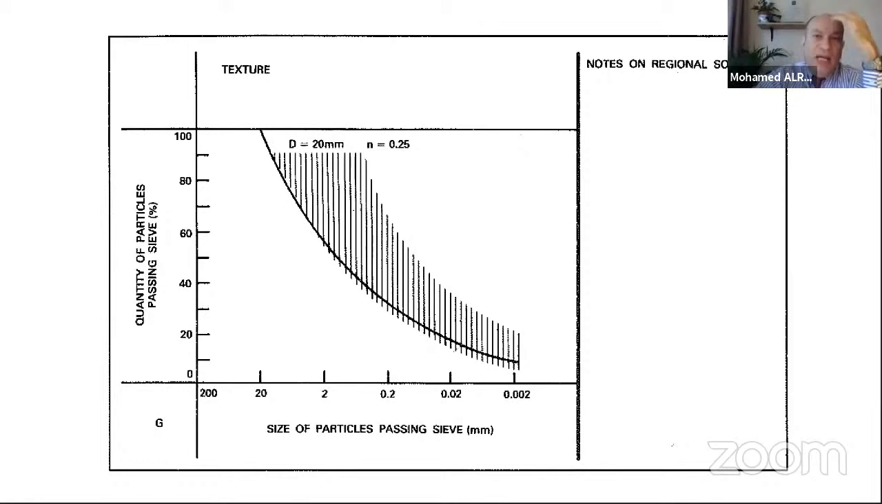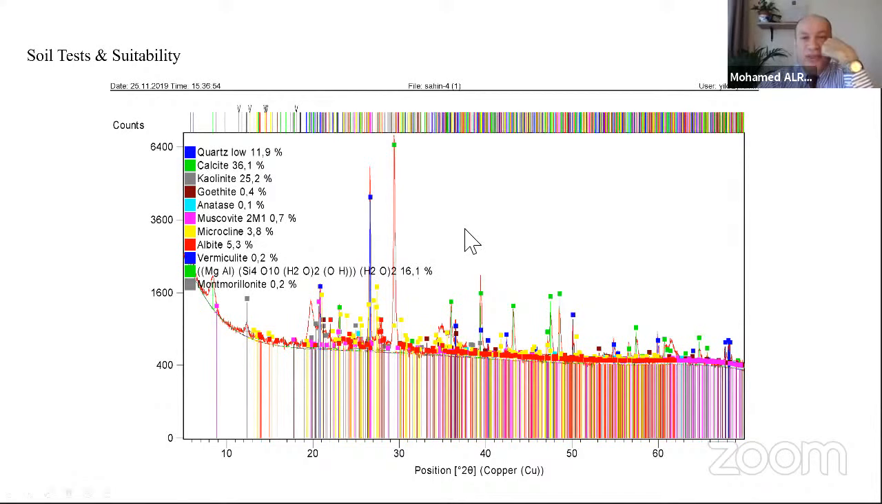The second most important test we have to apply for our soil is the X-ray analysis. The X-ray diffraction analysis is a qualitative, not quantitative, test we have to apply to understand what type of clay minerals we have. And this will help us to define what type of stabilizer we are going to use to enhance the soil property. And the stabilizer issue will come in the next slides to explain it for you.